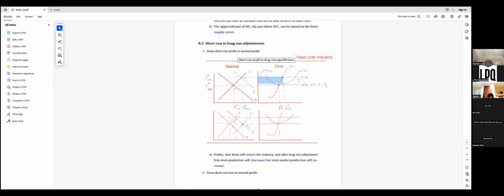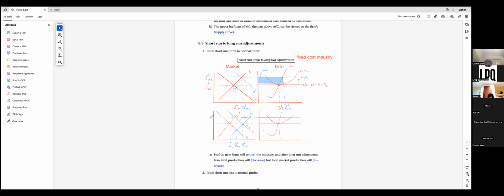After new firms have entered into the industry, the total market production increases continuously. Why do I say continuously? Because in the first step, the total market production already increased once from QM1 to QM2. So now it's even more, Q star M3. I can get this by shifting the supply curve to the right, because new firms have entered the industry.